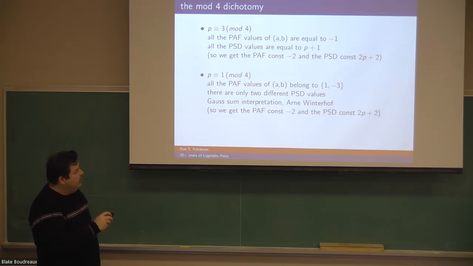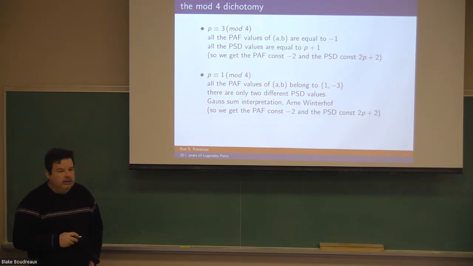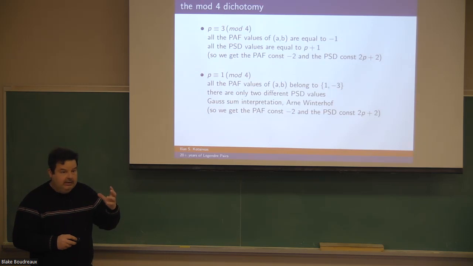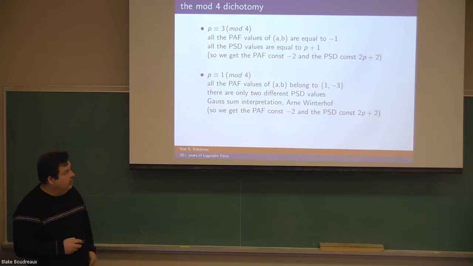There are only 2 different PSD values, and for a long time I had no idea why this was the case until I bumped into Arne Winterhoff, who is a number theorist at the Austrian Academy of Sciences, and he said, well, of course there are 2 values. It's just the Gauss sum. Everybody who knows the definition of the Gauss sum realizes that it has to appear in this context, because the definition of the Gauss sum contains Legendre symbols, right?